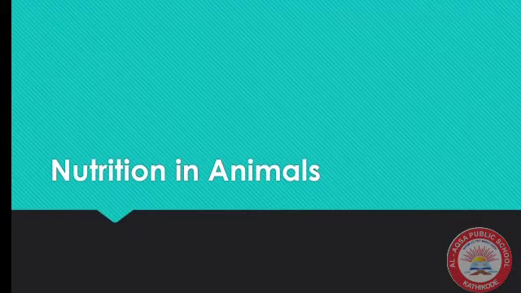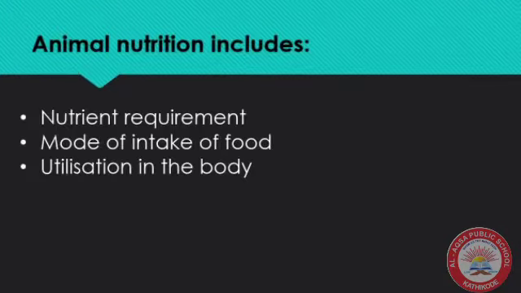Nutrition in animals. Animal nutrition includes nutrient requirement, which means what are the nutrients that we need. The next one is mode of intake of food. Different animals have different ways of taking in food. And the third one is utilization in the body: how these nutrients are used by our body.